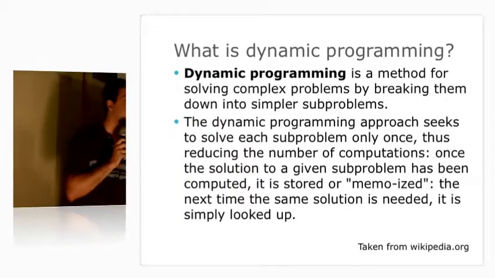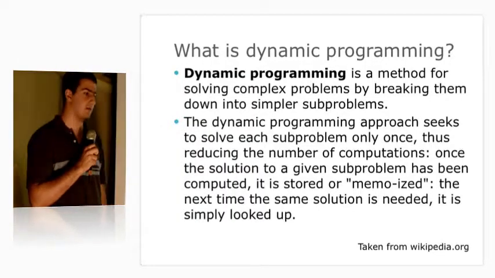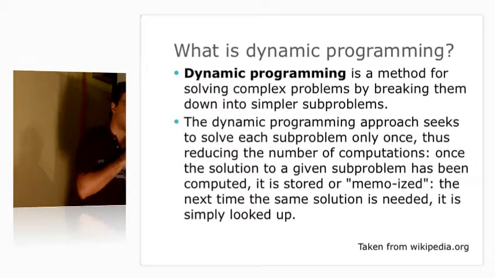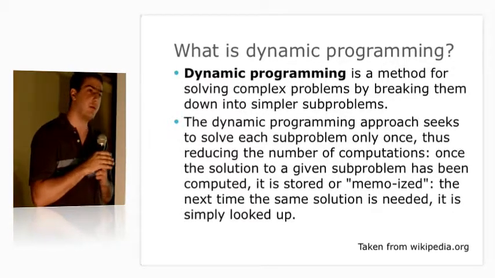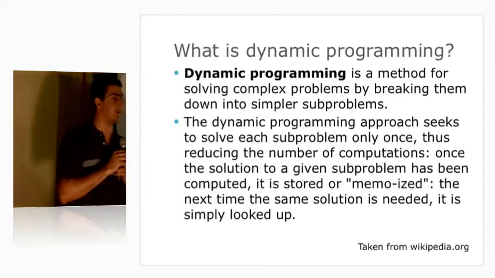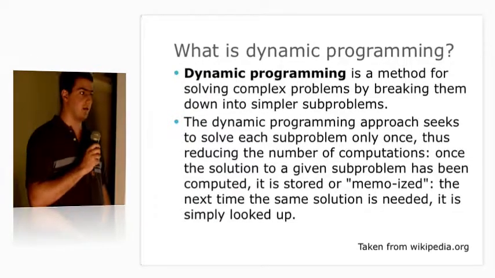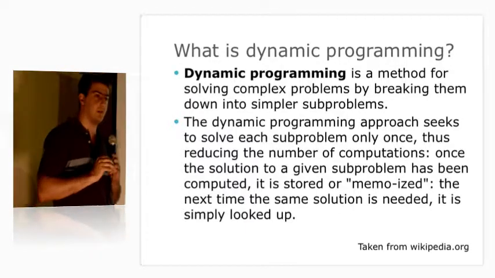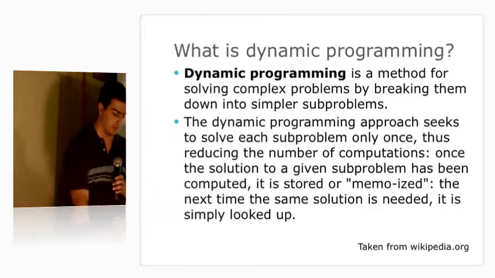Dynamic programming is a technique used in solving complex problems by chunking the big problem into smaller problems. But the key point in dynamic programming is to solve the smaller problem only once. So when we need to solve the smaller problem again, it's only looked up. It's saved in a memory, and we look it up directly.